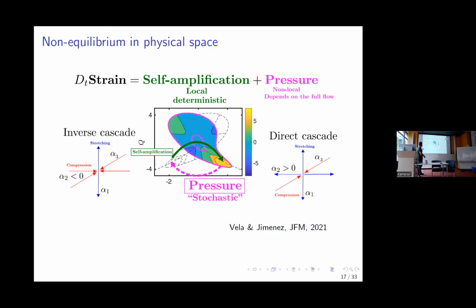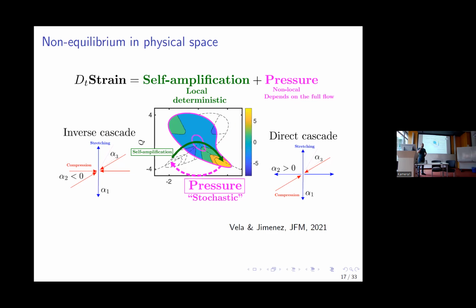You get an equation that, roughly speaking, says the material derivative of the strain is related to the self-amplification plus a pressure term. Self-amplification is simply the rate of strain tensor interacting with itself, and the pressure is related to how the surrounding fluid is acting on the rate of strain tensor. The difference between the two is that self-amplification is local and deterministic. Whenever you put the rate of strain tensor in any configuration you like and evolve it in time, you always know where it is going to end.